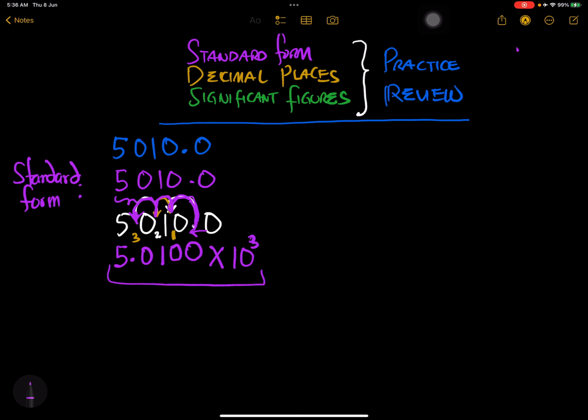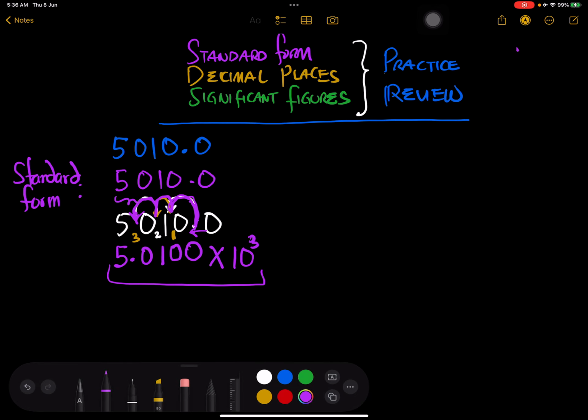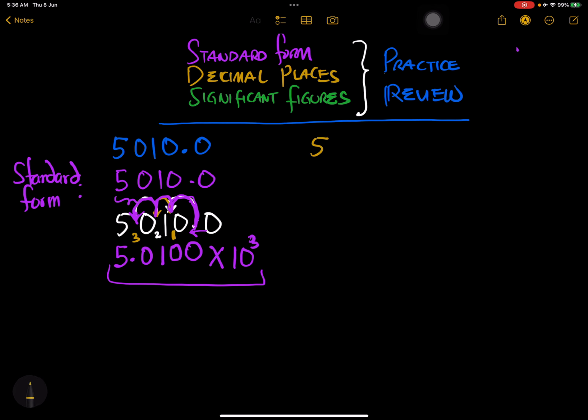The next thing we're going to do is decimal places. Let's imagine they're asking us to write 5.010 to the nearest hundredth.